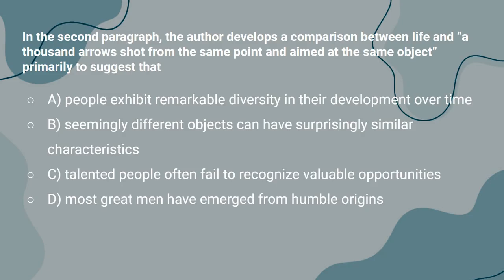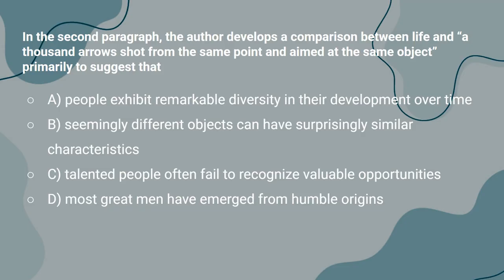In the second paragraph, the author develops a comparison between life and 1,000 arrows shot from the same point and aimed at the same object, primarily to suggest A, people exhibit remarkable diversity in their development over time. That's a good answer. We might go with that one. I'm not sure yet, though. B, seemingly different objects have surprisingly similar characteristics.